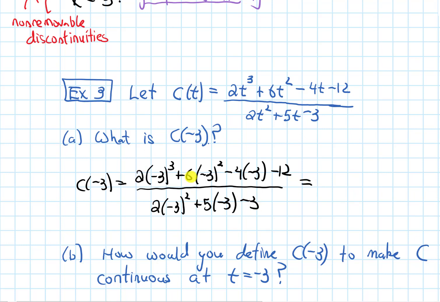If I simplify this and work it out, the top is 0 and the bottom is also 0, which means c of -3 is undefined.